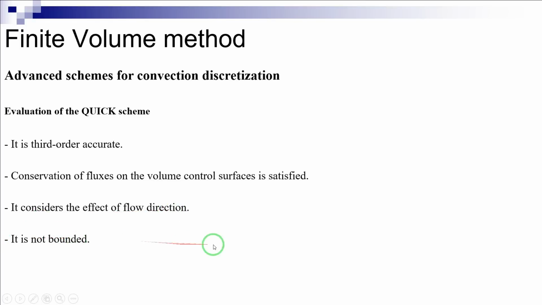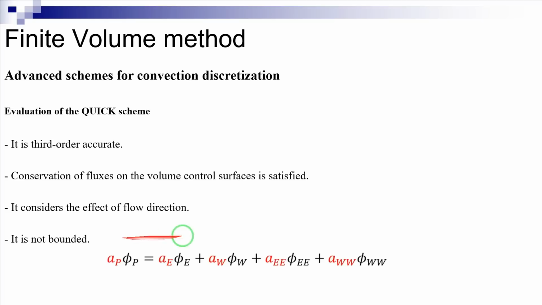Therefore, in this scheme, there is no guarantee that the coefficients of the discretized equations, as highlighted here, will always remain positive, which can lead to instability in the solutions. In order to eliminate this weakness, the QUICK scheme has been reformulated in many ways, where all of the negative coefficients in the discretized equations are moved into the source term.